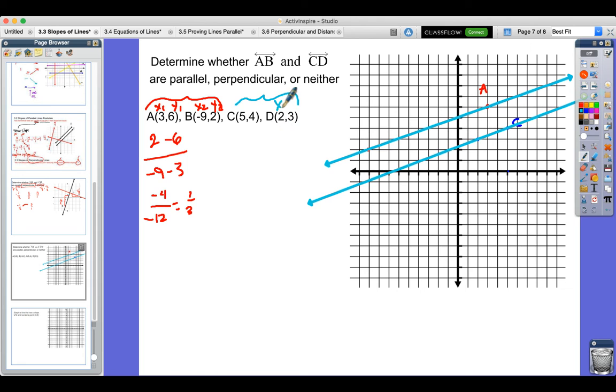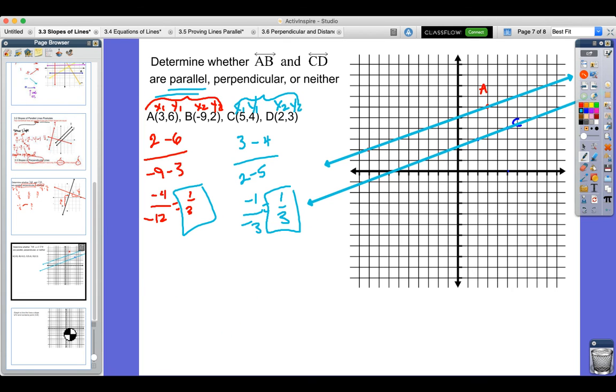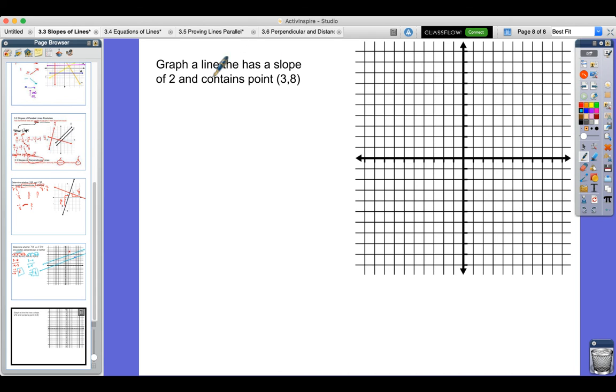And let's do this one over here. So this is x2, y2, x1, y1. So we'll do 3 minus 4 over 2 minus 5. 3 minus 4 is negative 1. 2 minus 5 is negative 3, which gives us a 1 over 3. They're the exact same. So they are parallel. Good, good, good.